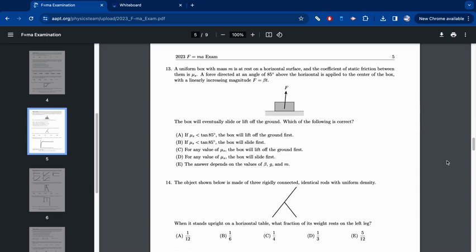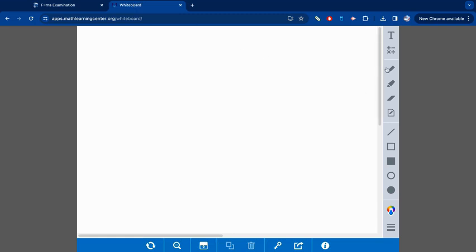So moving on to question number 13. You have a uniform box with mass m that's at rest on a horizontal surface. The coefficient of static friction is mu s, and you're given that the force F is exerted at an angle of 85 degrees with the horizontal. So it'll eventually slide or lift off the ground, and you want to know whether it will slide or lift off the ground and whether it's dependent on mu s or not. What we can do first is figure out what the conditions are.